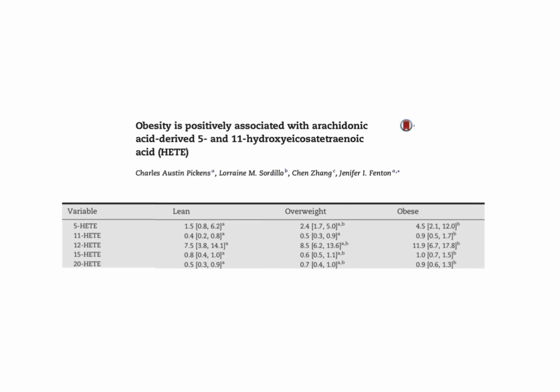Obesity is positively associated with these HETEs, especially 5 and 11 in this case, but 12 HETE goes from 7.5 in lean humans to 8.5 in overweight humans to 11.9 in obesity. And so all of these HETE metabolites are increased in obesity.